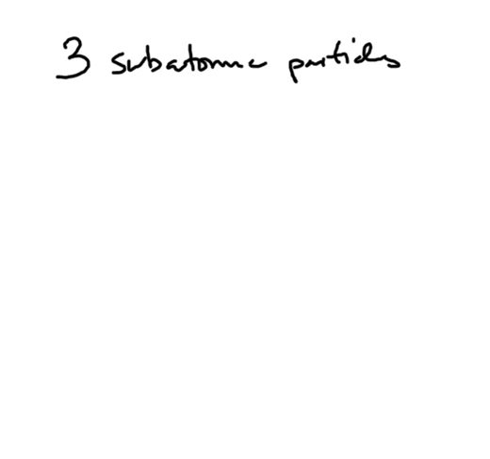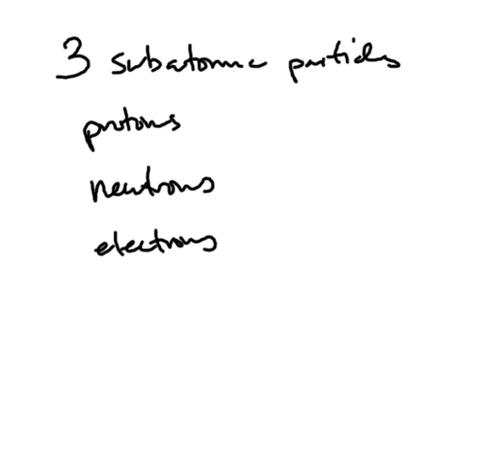Alright, this video is on how to write isotopic notation. A couple things we need to know is some basic atomic structure. We have three subatomic particles, those three subatomic particles being protons, neutrons, and electrons. Now, protons, they are positively charged, and they are found in the nucleus.